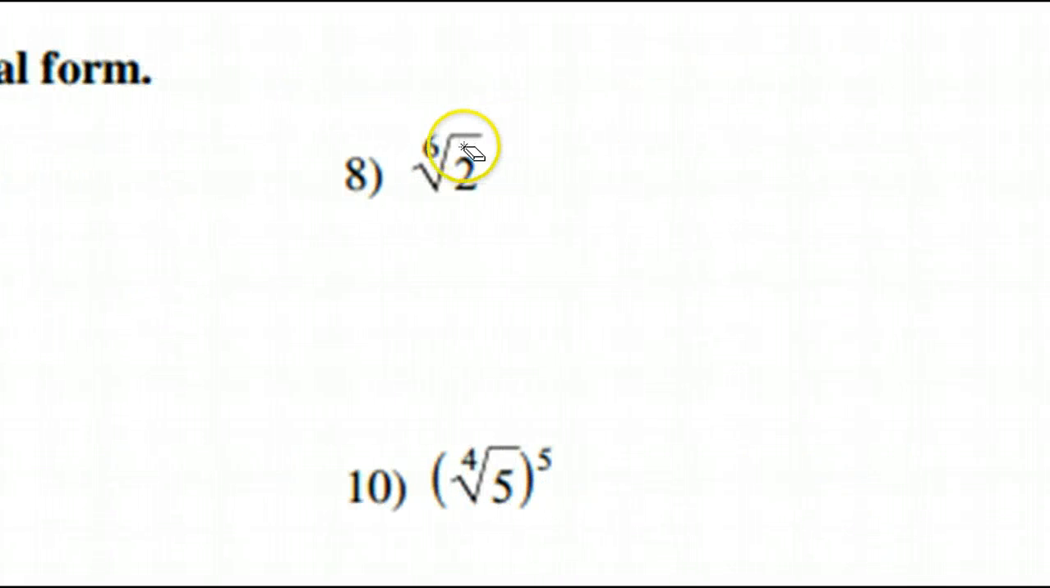Number 8. Okay, 6 is definitely the root. We need to do power over root. So since 6 is the root, it'll be in the denominator. There is no power showing, so it's sort of like having a power of 1. So the 6th root is the same thing as the 1/6 power. Nice and simple.